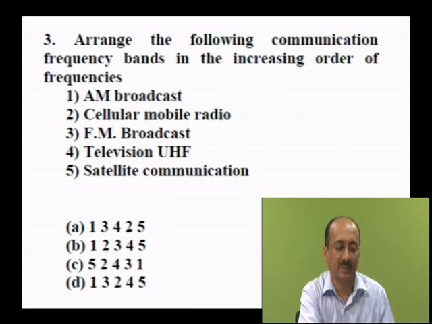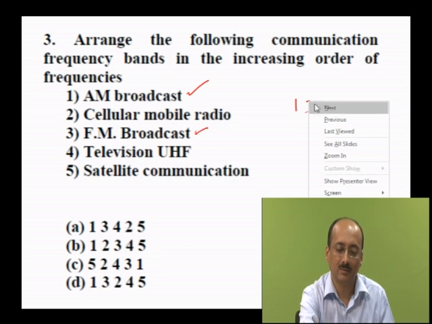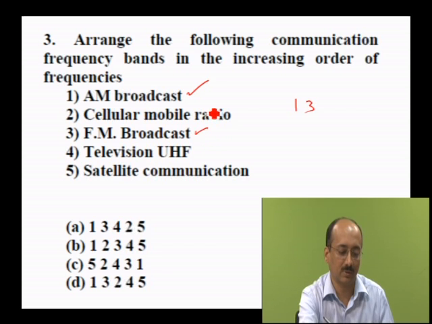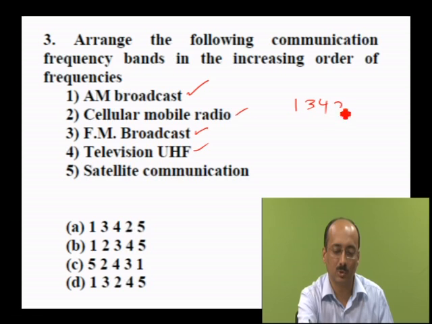Then arrange the following communication frequency bands in the increasing order of frequencies. Now start from the lowest frequency communication, you can go for this the first one, and so you can say 1, and immediately after that this is the second one. So the second one is FM broadcast, that is 3. After 3 you go for television, this is 4. 1, 3, 4, and cellular will come 2, satellite highest frequency 5. 1, 3, 4, 2, 5, that happens to be A.